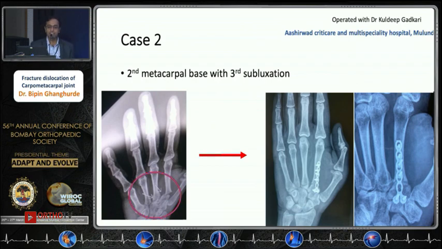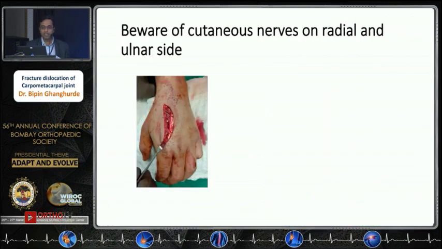This is another case in which there is a 2nd metacarpal base fracture with 3rd subluxation. The idea is to stabilize the base of the 2nd metacarpal. The 2nd metacarpal was stabilized with a plate, and the 3rd CMC joint fell in place. While plating, as shown by Parag already, if you plate on the radial side, you should take care of the cutaneous nerves. You can see that the radial cutaneous nerve is crossing the plate and the incision site. On the ulnar side, you should be careful about the ulnar cutaneous nerve.